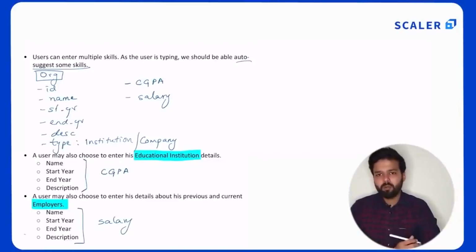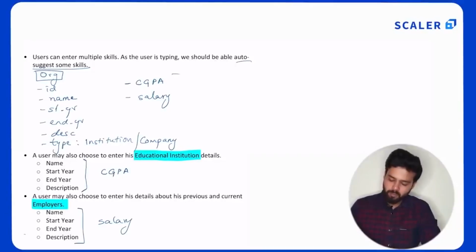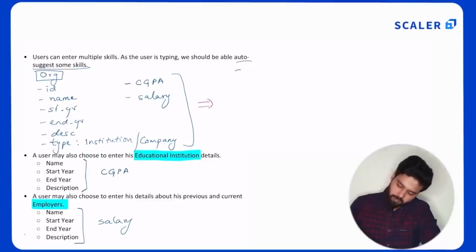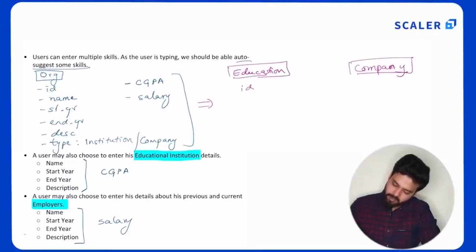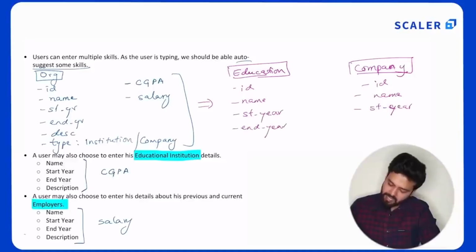Now it is not a very good idea to enforce application logic in your database. Just by looking at the database, you should be able to figure out what each column means. So to avoid such a problem and to have a design that is extensible, we can split this into two tables. One would be education and the other one would be company. Both will have ID, name, start year and end year. Type is not required because we have already split the table.